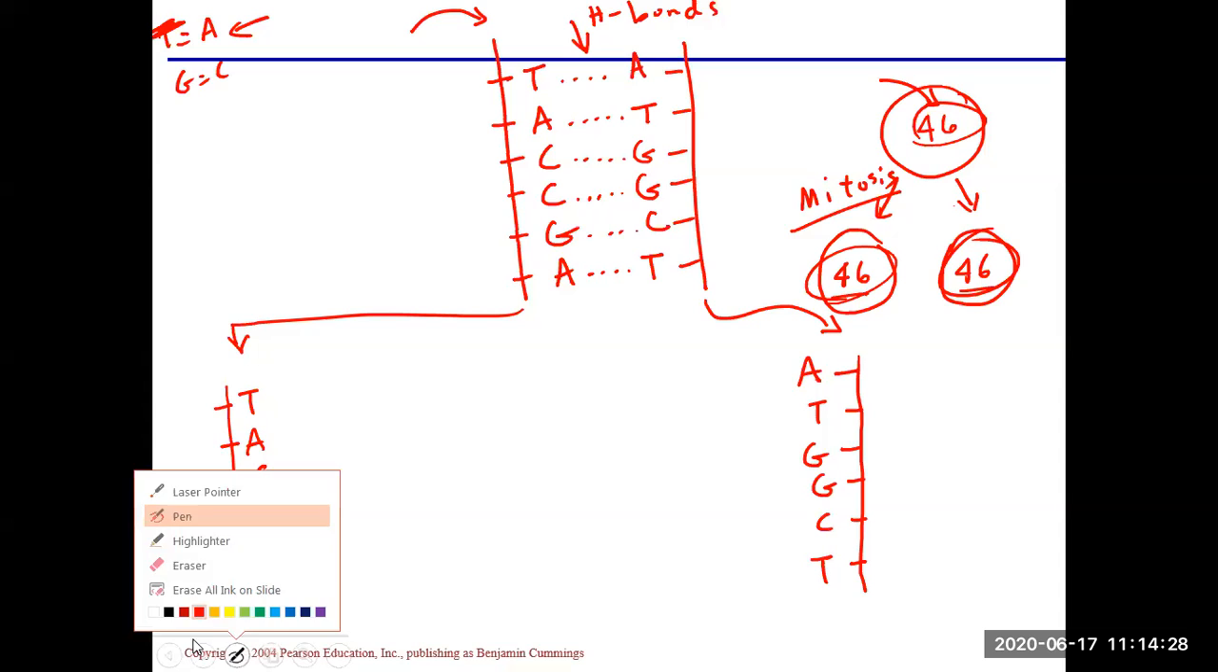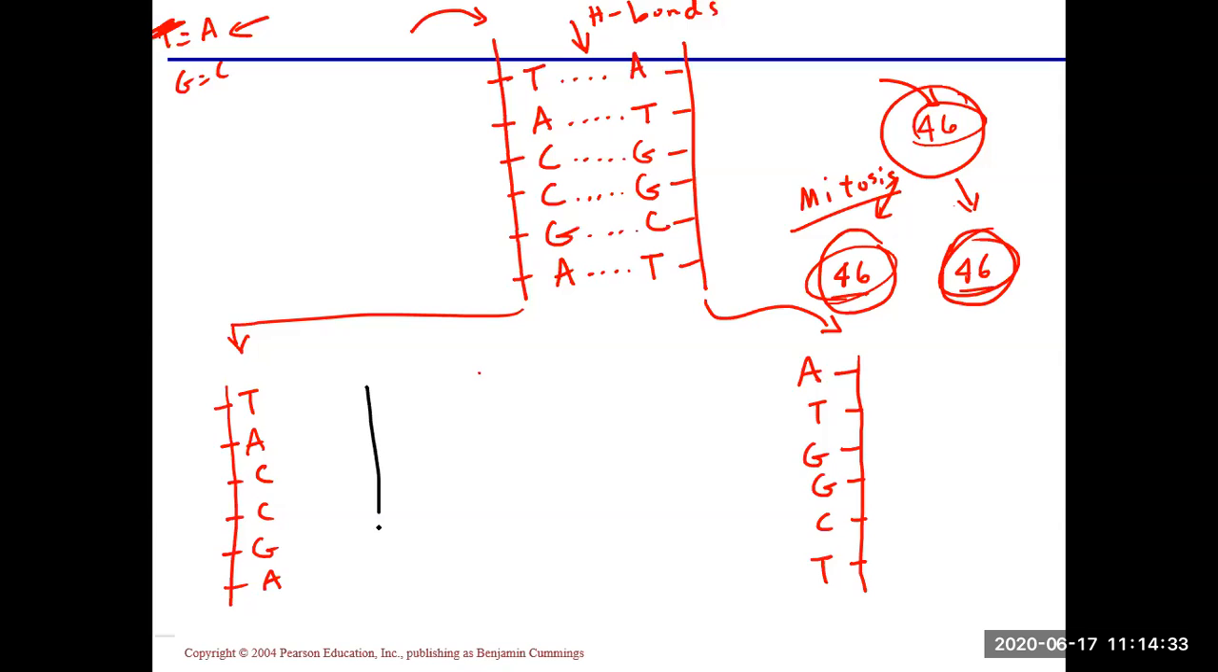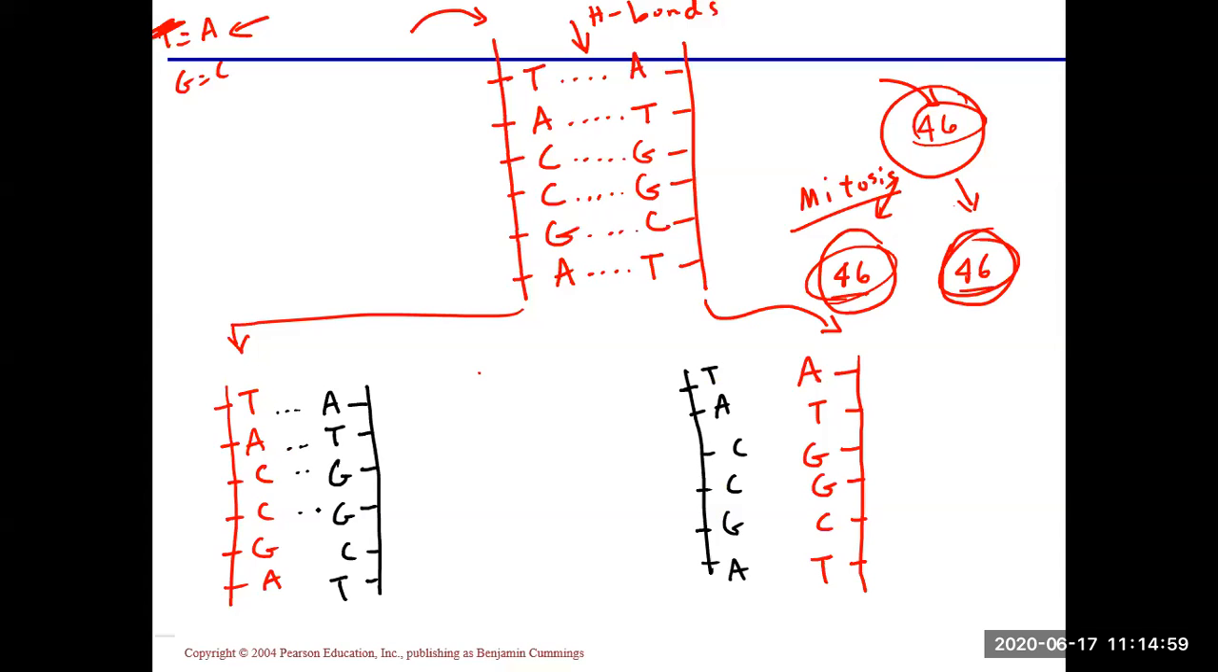This is also known as the semi-conservative model. The new strand, I'm going to draw in a different color so you see it better. A pairs with T, T pairs with A, G, G, C, and T. Same thing with here. You have T, A, C, C, G, A. Again, there are hydrogen bonds in between the two.